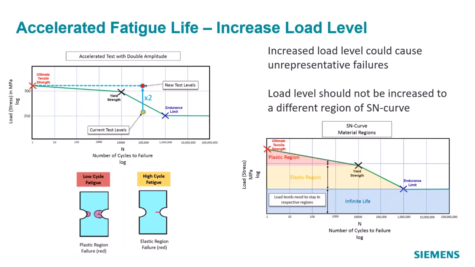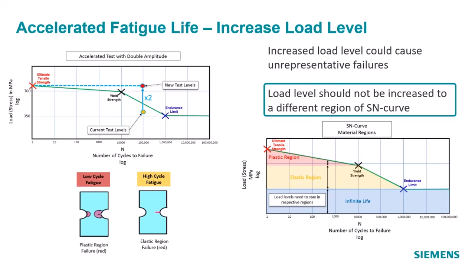So we want to accelerate the test, but if you increase the load level too much, it could cause unrepresentative failures. So in the field, from the market or in the proving ground, you may see a failure like this where a small crack has developed, but if you increase the level too much, it can go into the plastic region failure, and that failure mode can be very different from this high cycle fatigue failure. So it may not be representative of the actual failure mode that we see on the field. We shouldn't just increase the load level arbitrarily.